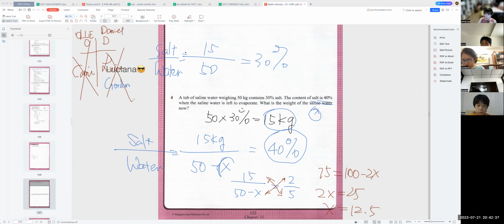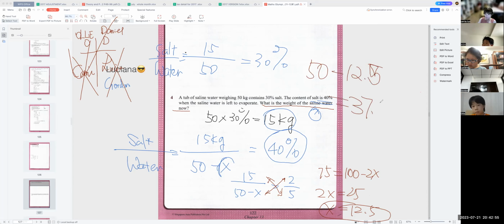Unfortunately, nobody's right. But the thing is, I think Ollie is right. This is the amount of water that has evaporated. But the question is, what is the weight of the saline water now? So basically, it's 50 minus 12.5. So the answer is 37.5. Congratulations, Ollie, you get it right. So I am right, Ollie is right.